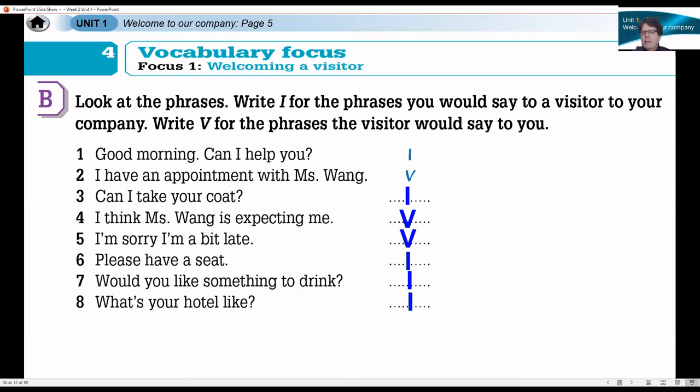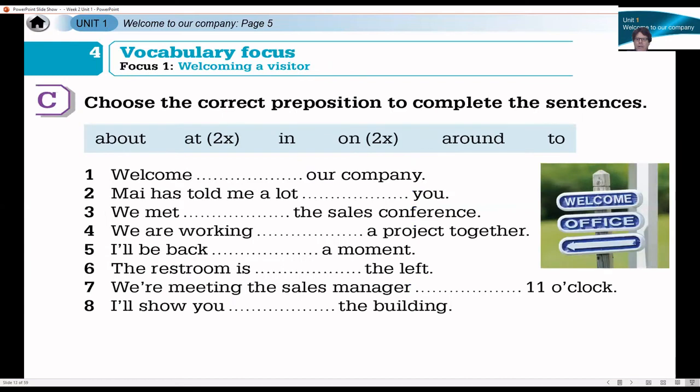So starting with number one, it should be I, V, I, V, V, I. All right, pause or take a screenshot now. All right, let's move on.